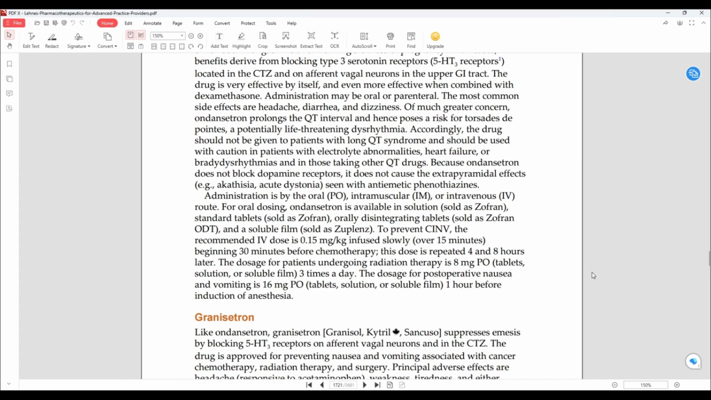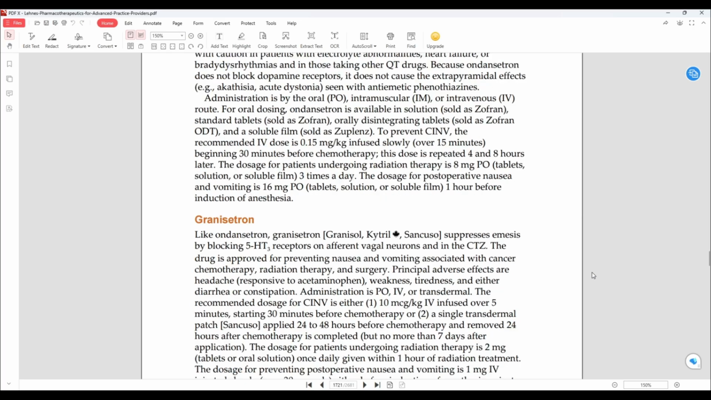To prevent CINV, the recommended IV dose is 0.15 milligrams per kilogram, infused slowly over 15 minutes. Beginning 30 minutes before chemotherapy, this dose is repeated 4 and 8 hours later. The dosage for patients undergoing radiation therapy is 8 milligrams PO, 3 times a day. The dosage for post-operative nausea and vomiting is 16 milligrams, 1 hour before induction of anesthesia.